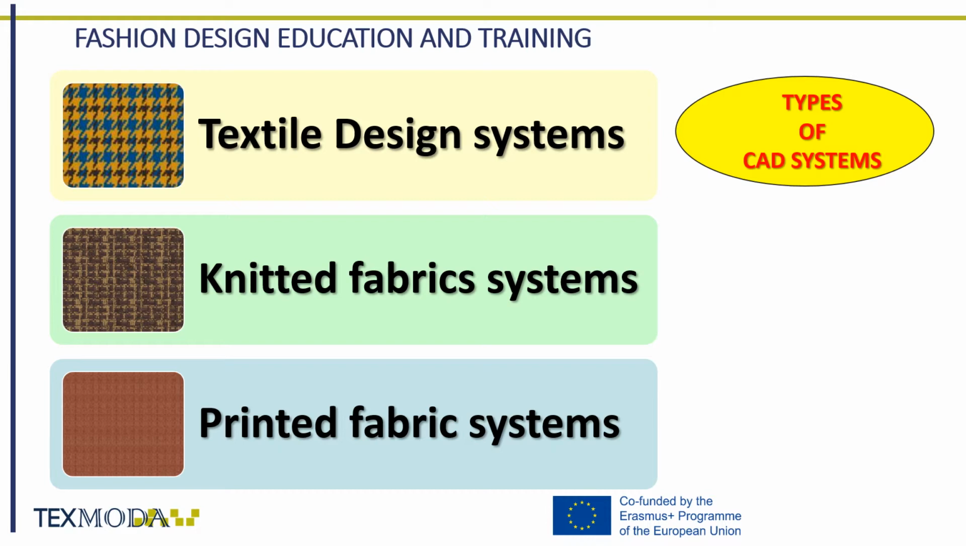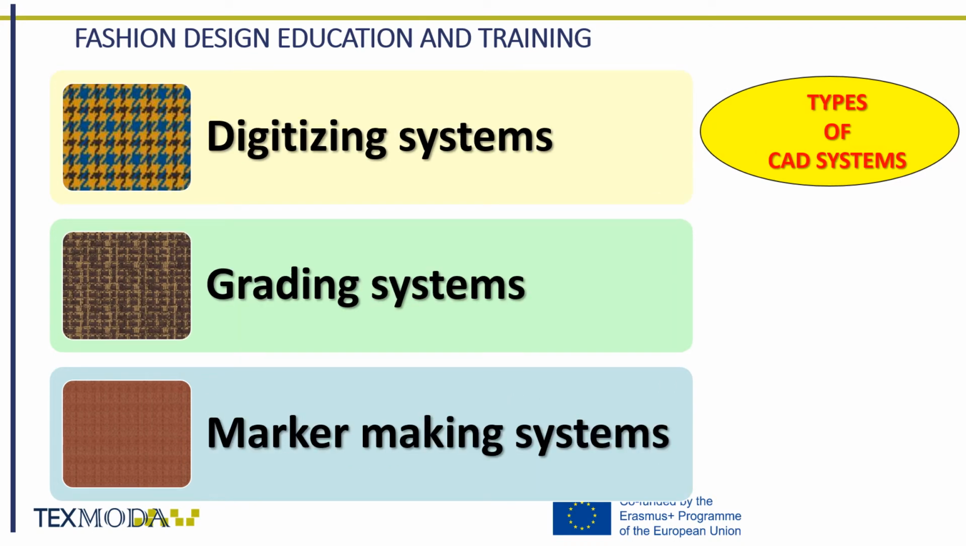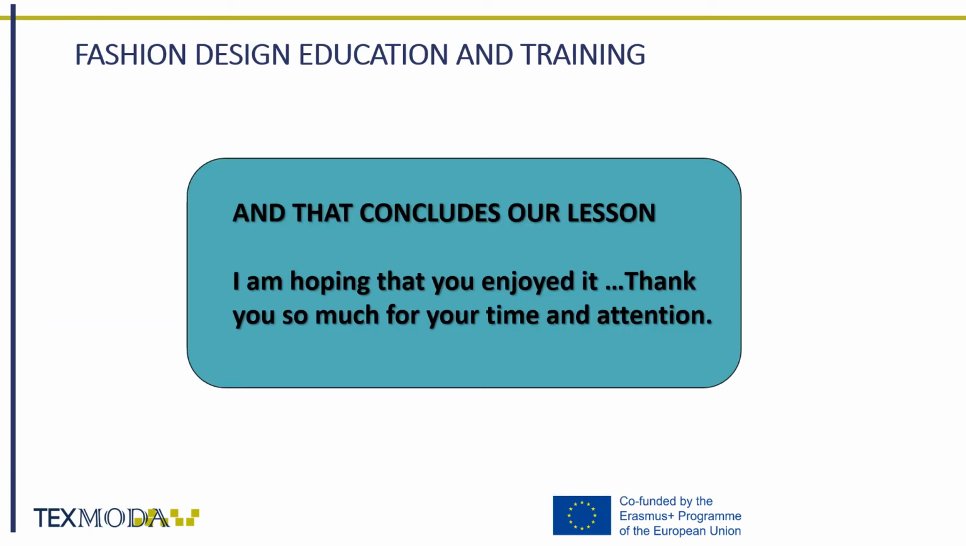The most common are textile design systems, knitted fabric systems, printed fabric systems, embroidery systems, illustration sketchpad systems, texture mapping 2.5D 3D draping systems, digitizing systems, grading systems, marker making systems, plotting systems, and cutting operations. And that concludes our lesson.